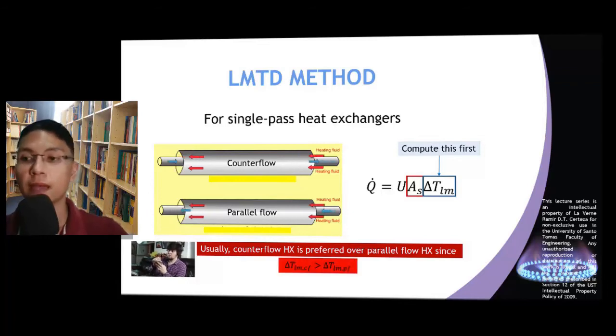The reason behind this is that the log mean temperature difference of counterflow heat exchangers is always greater than the LMTD of parallel flow heat exchangers for the same set of values for the inlet and outlet temperatures. Due to this, the surface area needed to achieve the required outlet temperatures is lower in counterflow heat exchangers compared to parallel flow heat exchangers.